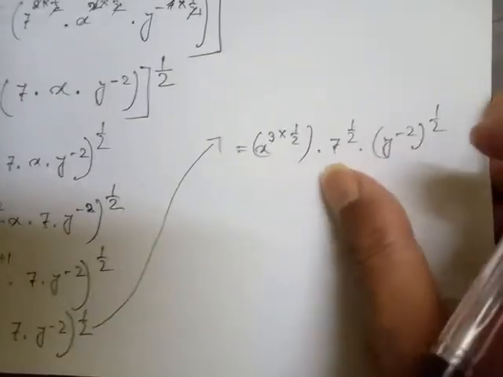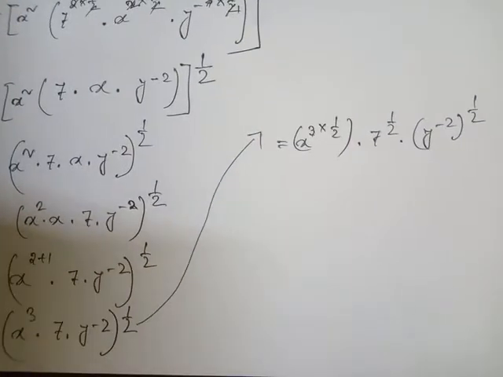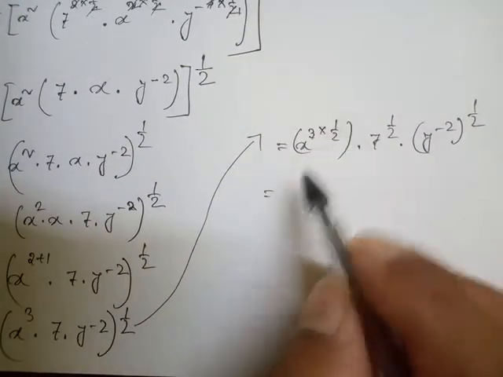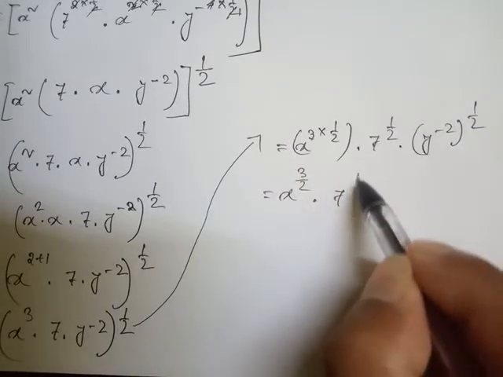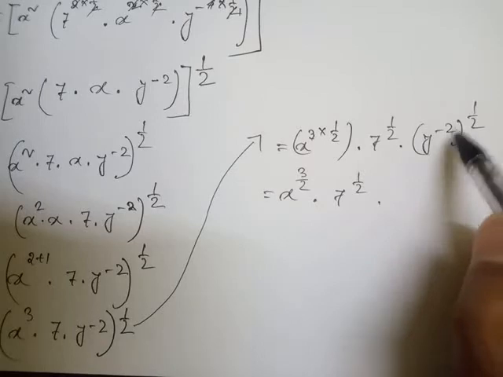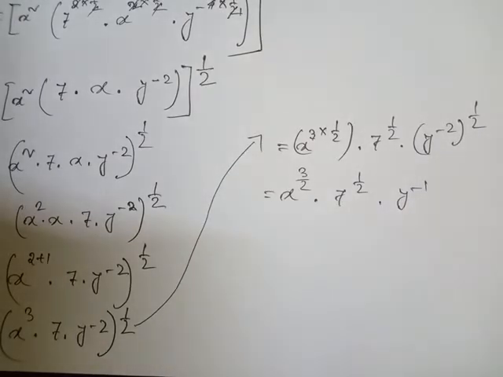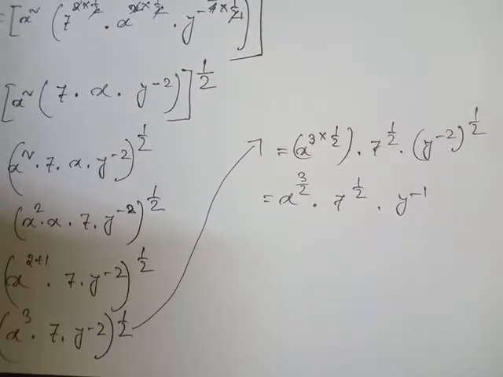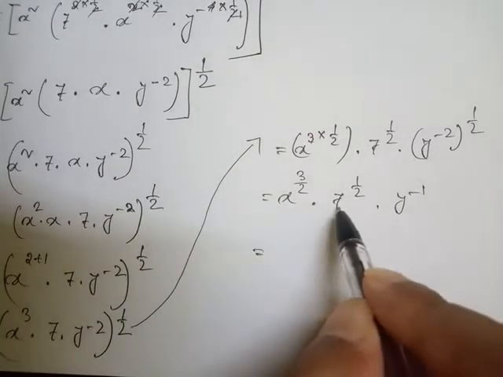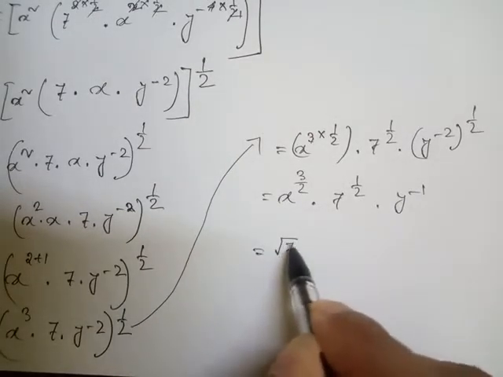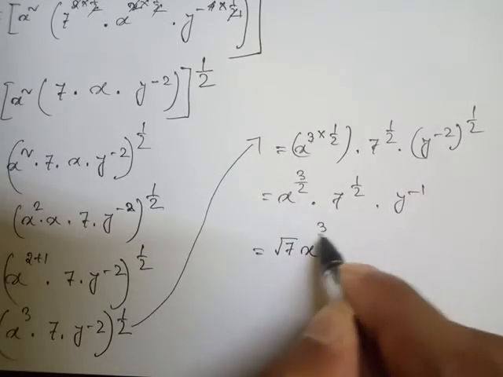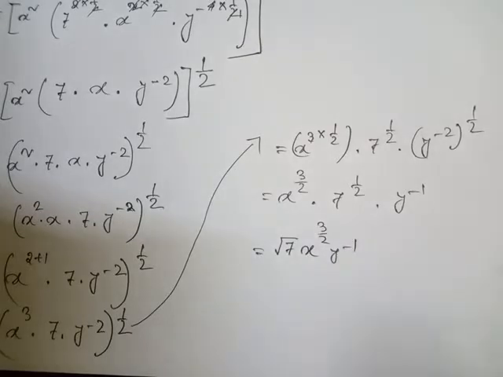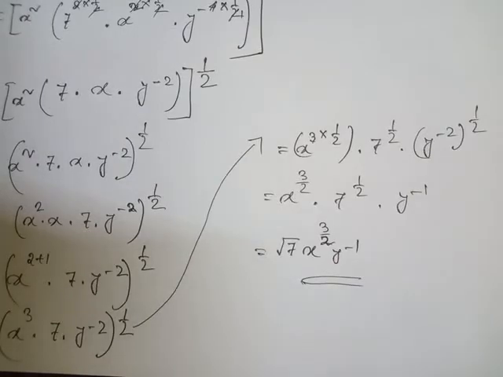Now look here, so 3 into half means x to the power 3 by 2, and this is 7 to the power half, and here 2 and 2 cancel, y to the power minus 1. Last line, this 7 to the power half means root over 7. I repeat again, 7 to the power half means root over 7 into x to the power 3 by 2 and y to the power minus 1. This is the answer of this question.